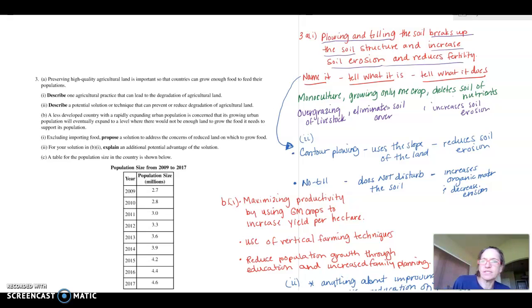Hello apes, this is question number 3 of the first practice exam FRQ. This is the one that we will do some math at the end, and so we'll go through it.